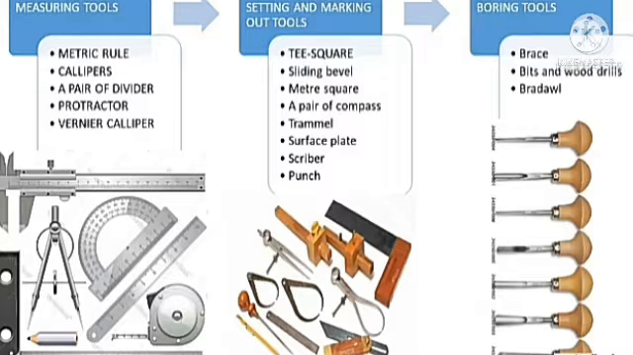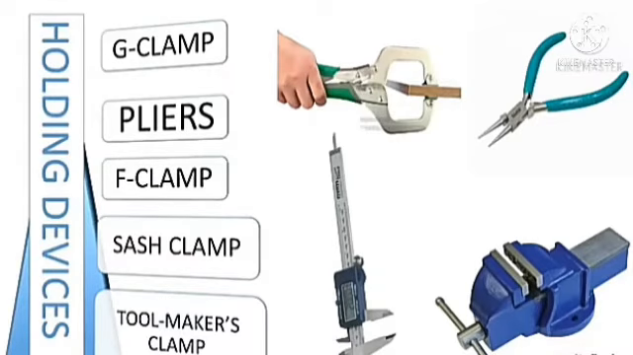We also have the next type of tool used with wood. As stated earlier, we have the holding tools. These are tools used to hold a piece of wood in position when working with it so that it does not keep shaking. We have G clamp, pliers, F clamp, sash clamp, and also on the list we have toolmaker's clamp.